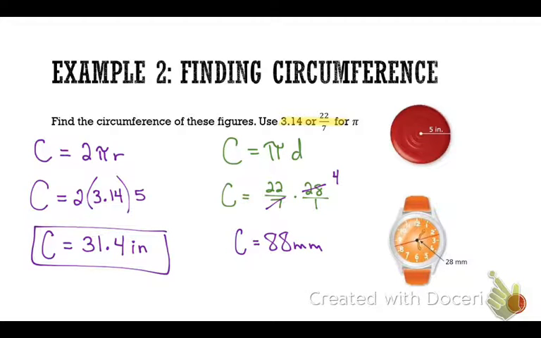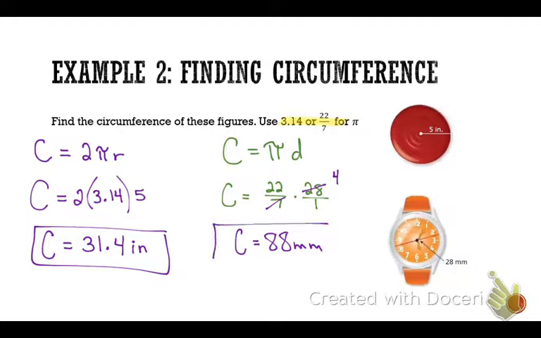So what does that mean about the watch? That means the distance around this watch is 88 millimeters. If I could wrap a tape measure around it, it's 88 millimeters. But the beauty of the formula is I didn't actually have to measure it. I used the formula to find the measurement, and I know that it's accurate. It's actually kind of cool, right? The formulas take out the actual physical work of having to measure something.